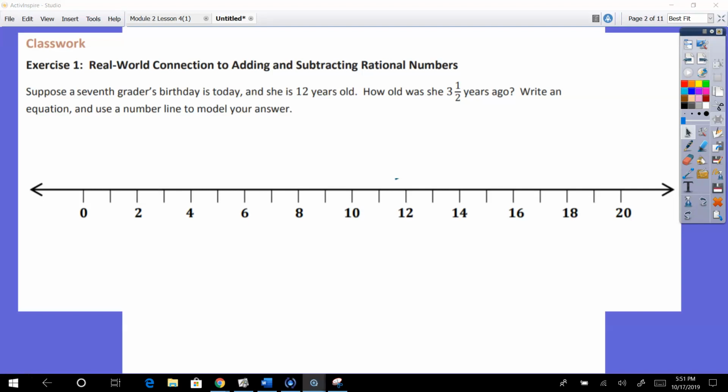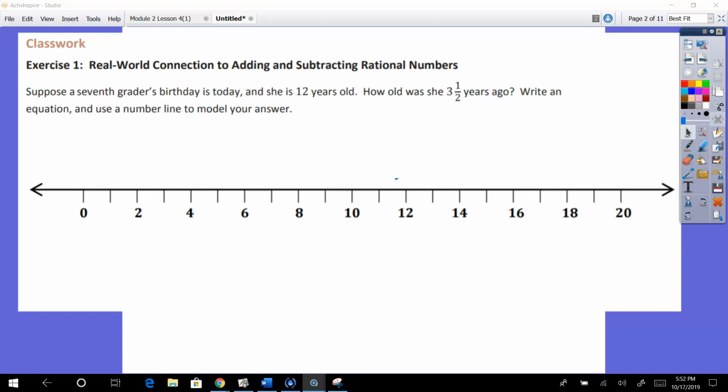Okay, so suppose a 7th grader's birthday is today and she's 12 years old. How old was she 3.5 years ago? Write an equation and use a number line to model your answer. Okay, so when we're writing an equation, we want to write an addition equation, since when we write a subtraction, all we do is change it to an addition sentence to be able to use our addition rules.